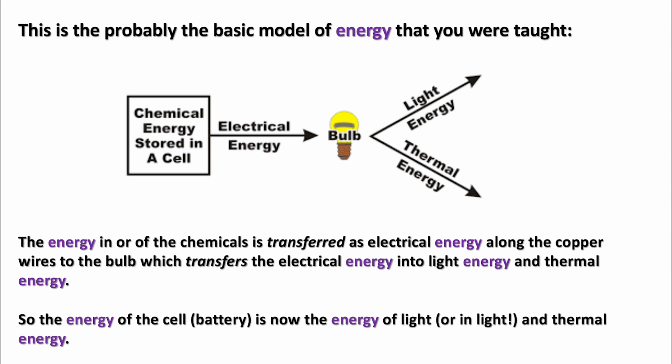The energy in or of the chemicals is transferred as electrical energy along the copper wires to the bulb, which transfers the electrical energy into light energy and thermal energy. So the energy of the cell or battery is now the energy of light or in light and thermal energy.